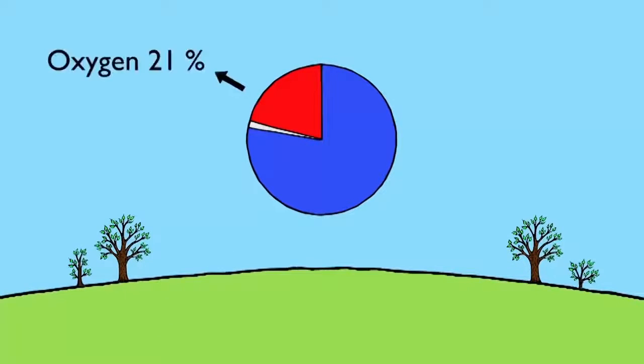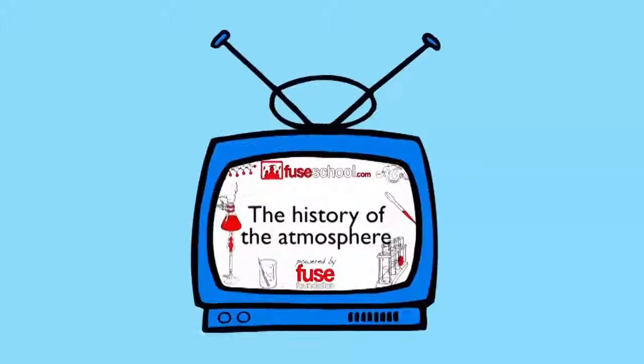Oxygen makes up 21% of the Earth's atmosphere. It has taken many millions of years to make up this composition. Today's atmosphere seems to now have the perfect balance. You may want to check the history of the atmosphere for more details about this.